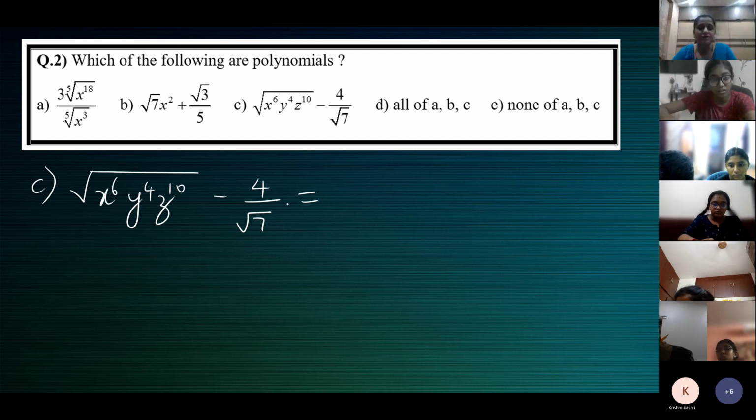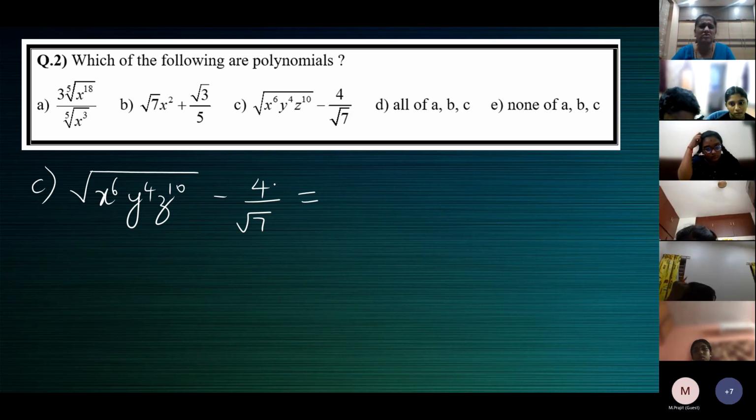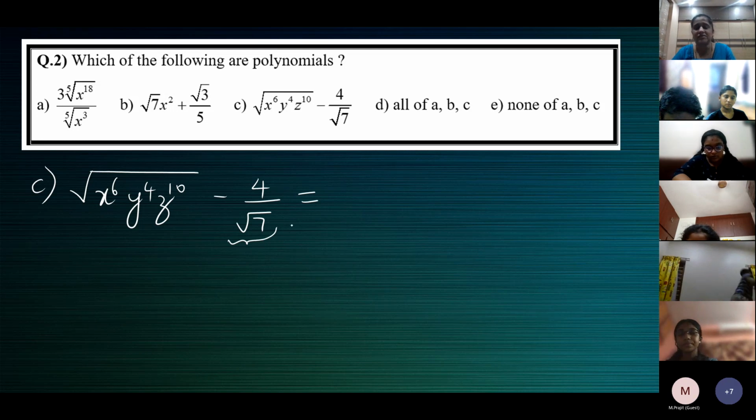Maybe, ma'am, you can rationalize the 4 by root 7. Rajat? Ma'am, we can rationalize the 4 by root 7 fraction. Oh, that's a constant. We are only concerned about the variables. This constant is not going to decide. 4 by root 7 is a constant, and that is not going to decide if the expression is a polynomial or not. Only the powers of the variables are going to decide.